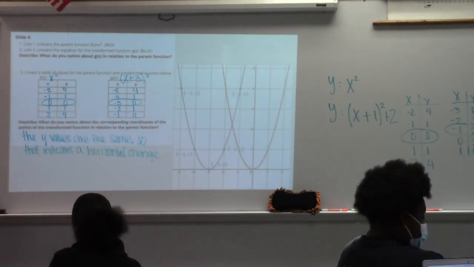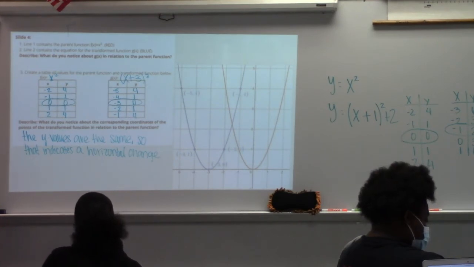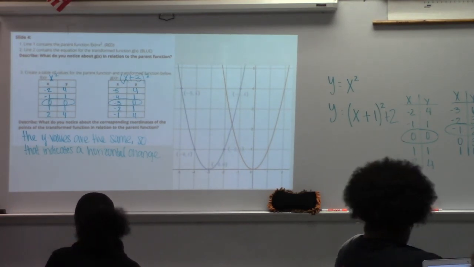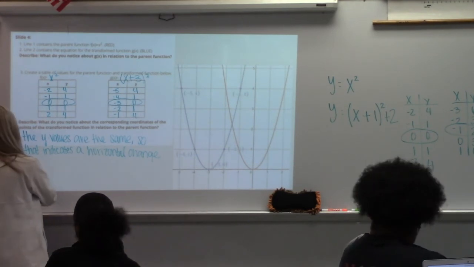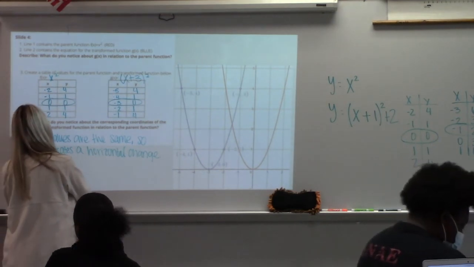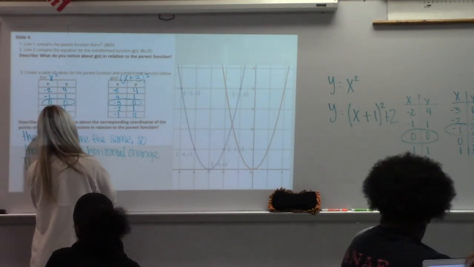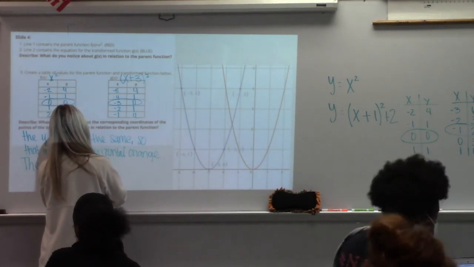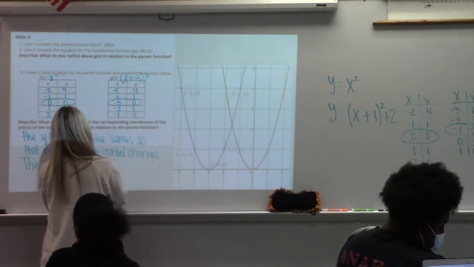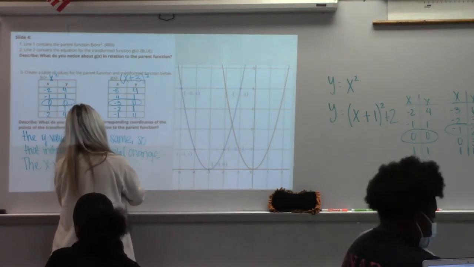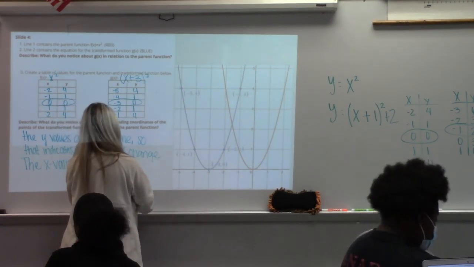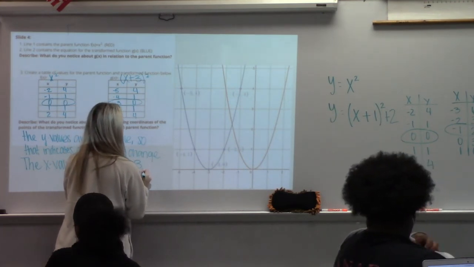Okay, and then now guys, we can also talk about how the x values have changed because that tells us what kind of transformation we have, right? So how can we say that? They both have different X values. This value decreased. Yeah. So the x values decrease by 3.